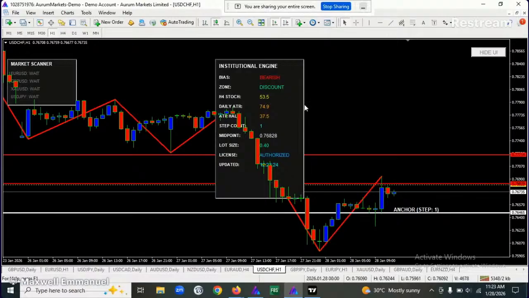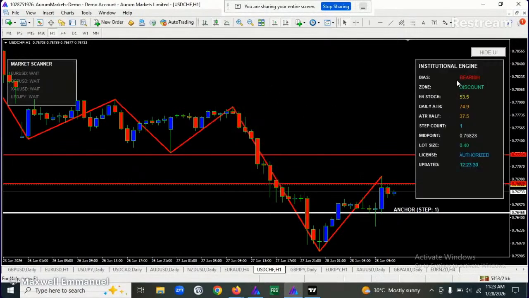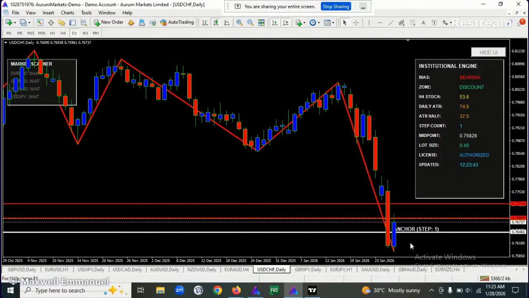USD CHF is also priced at a discount. We're looking for an opportunity to buy. All we're waiting for is for the bias to change from bearish to bullish. That is all we're waiting for. I believe after FOMC today, we'll get it clear. You can see the daily candle is bullish at the moment. If it closes bullish, then there's a high probability we'll see an opportunity to buy tomorrow.